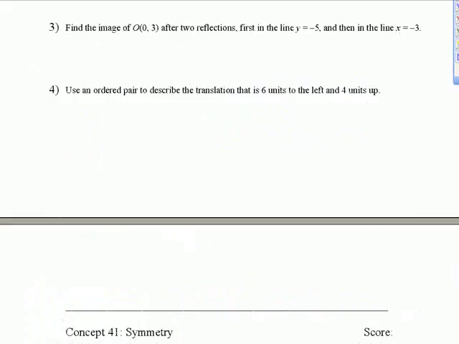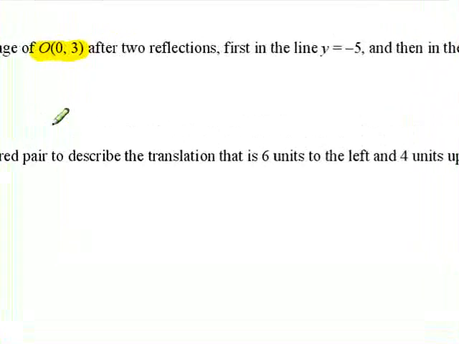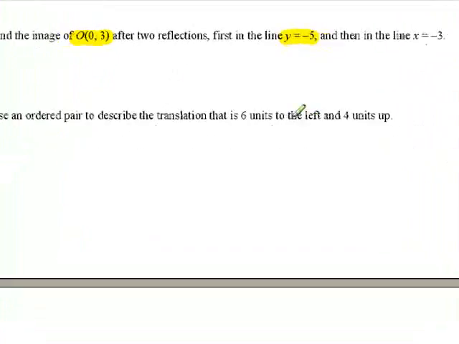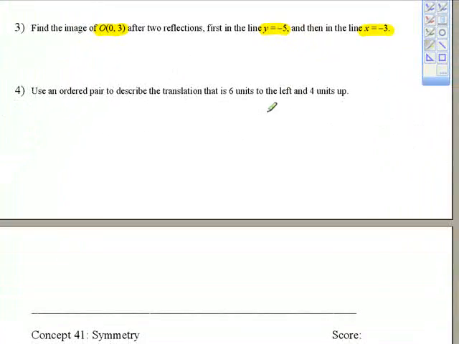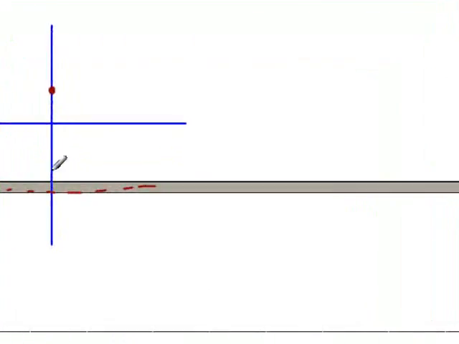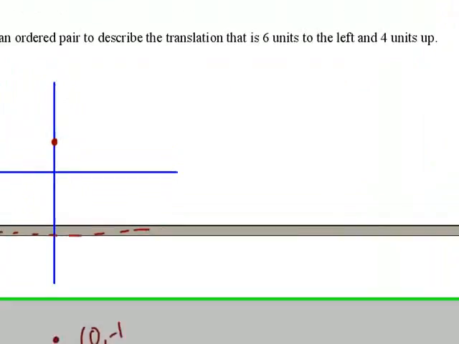Okay, number 3, we have to figure out the image of point O that starts at (0, 3) after 2 reflections. First we go across y equals -5, then we go across x equals -3. So let's create a little grid to check this out on. (0, 3), let's say that's about right here. It's got to go across the line y equals -5. Let's say that's down here somewhere. If we go across that, we're going to be 8 past it, right? Because it's 8 away from 3 and then down -5. So it's going to be 8 past it. Where's that going to put us? At -13. So that's at (0, -13) right now.